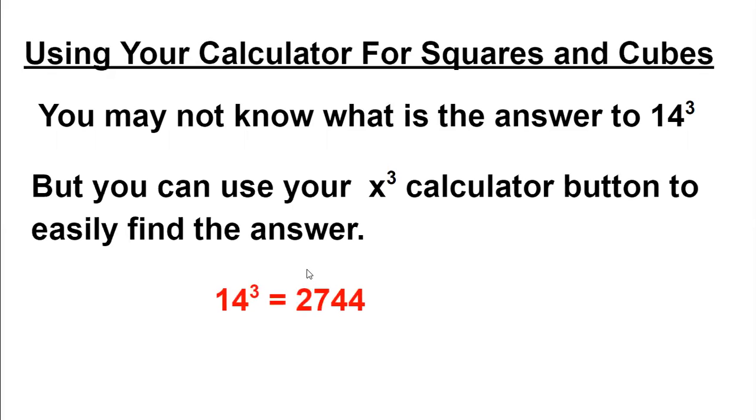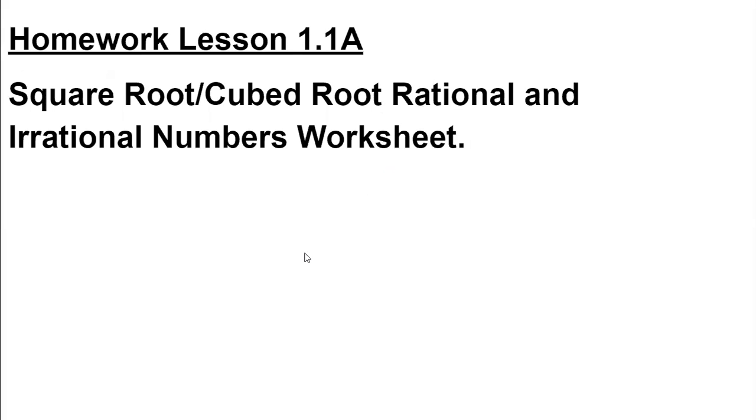So 14 to the third, you would type in 14 inverse, and then the x to the third key, you would get 2,744. That means that 14 times 14 times 14 is 2,744. So your homework is going to be doing lesson 1.1a.